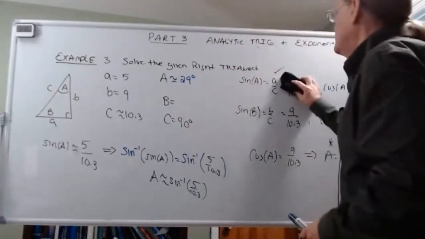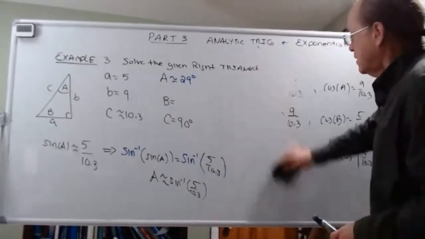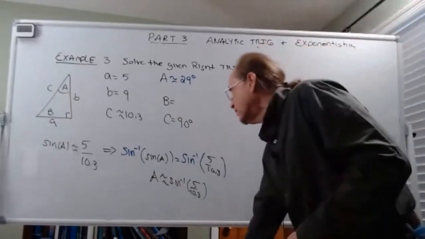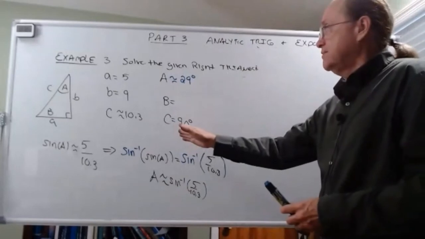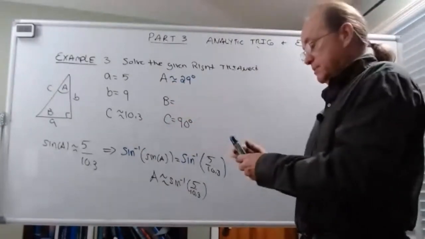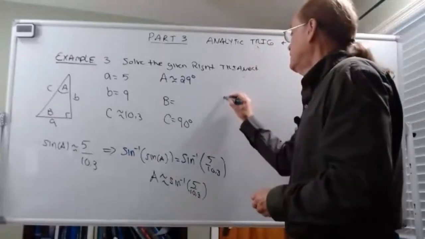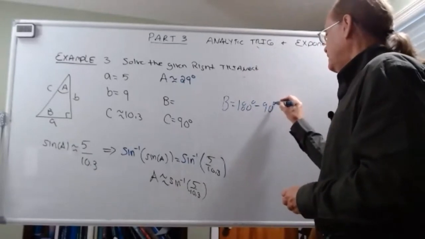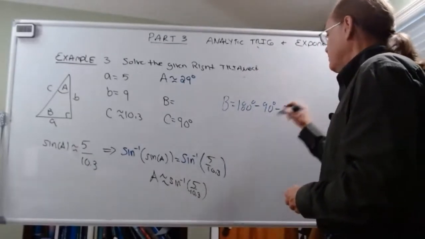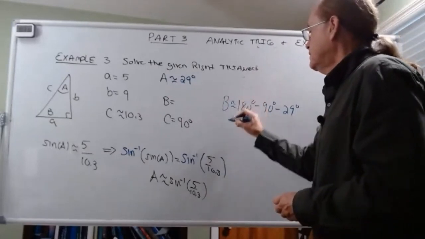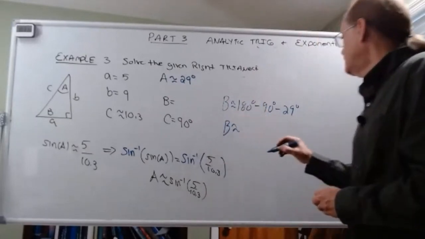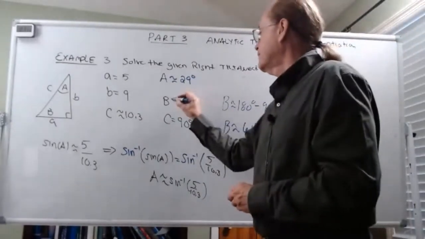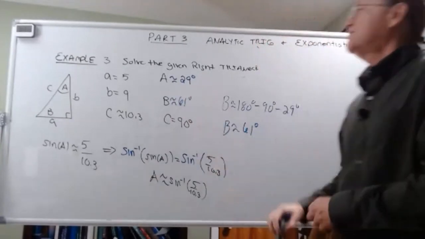I could just use that the sum of the interior angles of a triangle is 180 degrees. Let's use the easiest approach, and the one that's going to give me a nice consistent result with these angles all summing to 180 degrees. If I do it the other way, I may be off a little bit. So angle B over here is 180 degrees minus 90 minus 29 degrees. So that's an approximation. B is approximately equal to 61 degrees. And that's what I get. So I've solved the triangle.